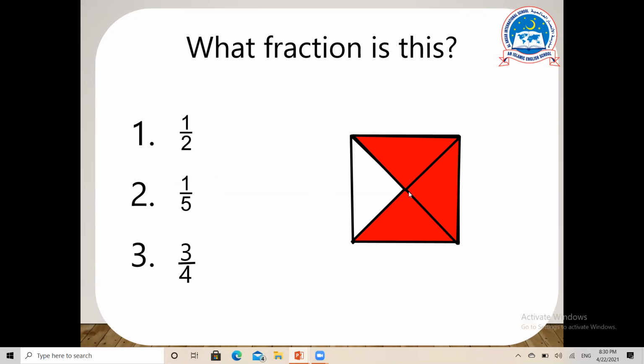Now look at the picture here. How many parts in total do I have altogether? 1, 2, 3, 4. Excellent. How many shaded? Amazing. 3. So what fraction is this? Which one? Number 1, number 2, or number 3? Easy peasy. Amazing. Number 3. 3 represents the shaded parts and 4 represents the total number of parts altogether.